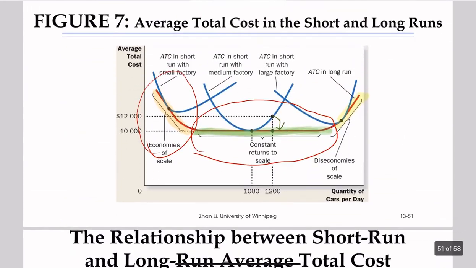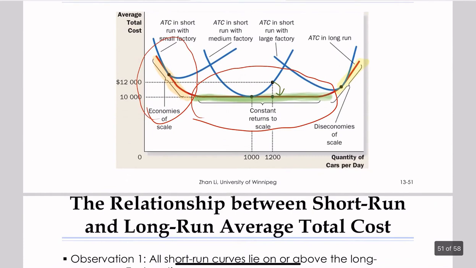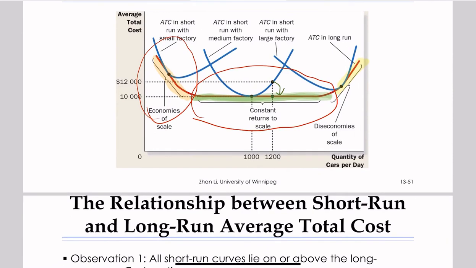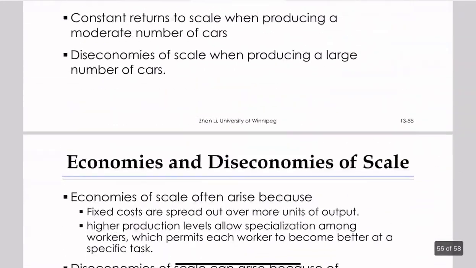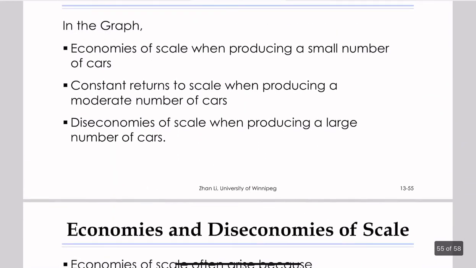And then we have the third definition, which is the diseconomy of scale. And what you can see here is basically as you increase the quantity of cars, then the long run average total cost is increasing, right? So you can see that we're talking about this section here. So we're having the diseconomies of scale in this case.